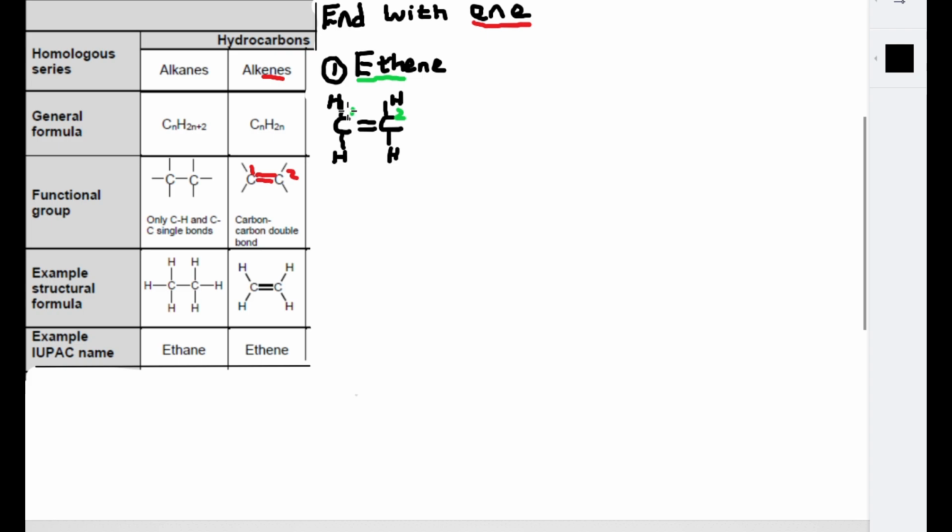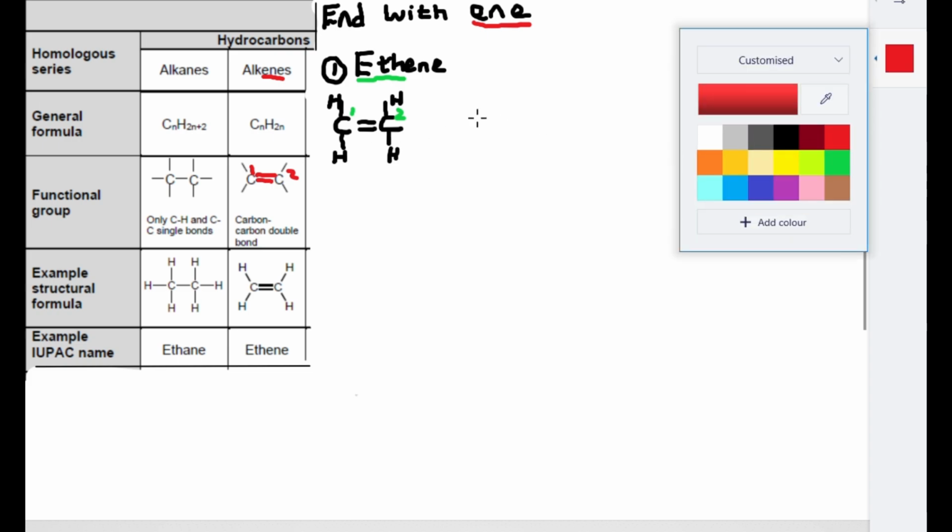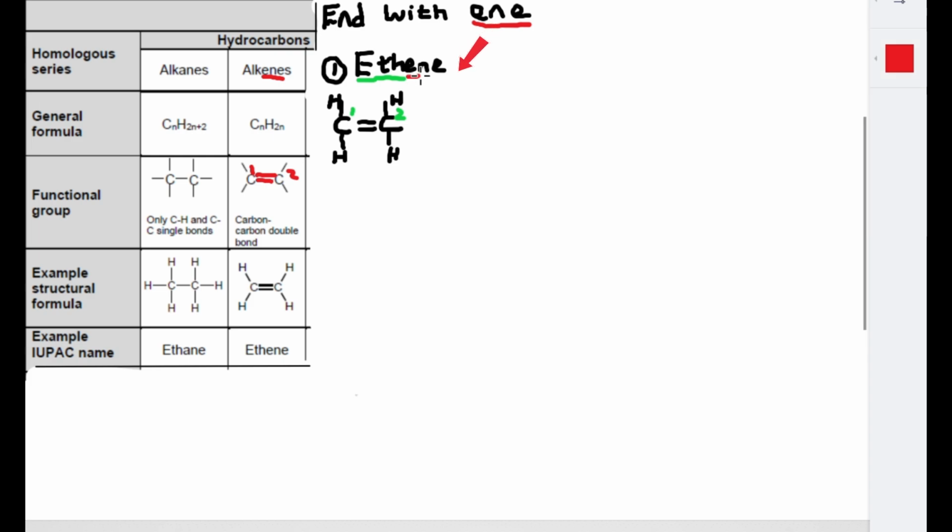Carbon number 1 has how many bonds? 1, 2, 3, 4. Those are the 4 bonds. What about carbon number 2? 1, 2, 3, 4. Also having 4 bonds. So please remember that the ENE part shows us that we are dealing with an alkene.